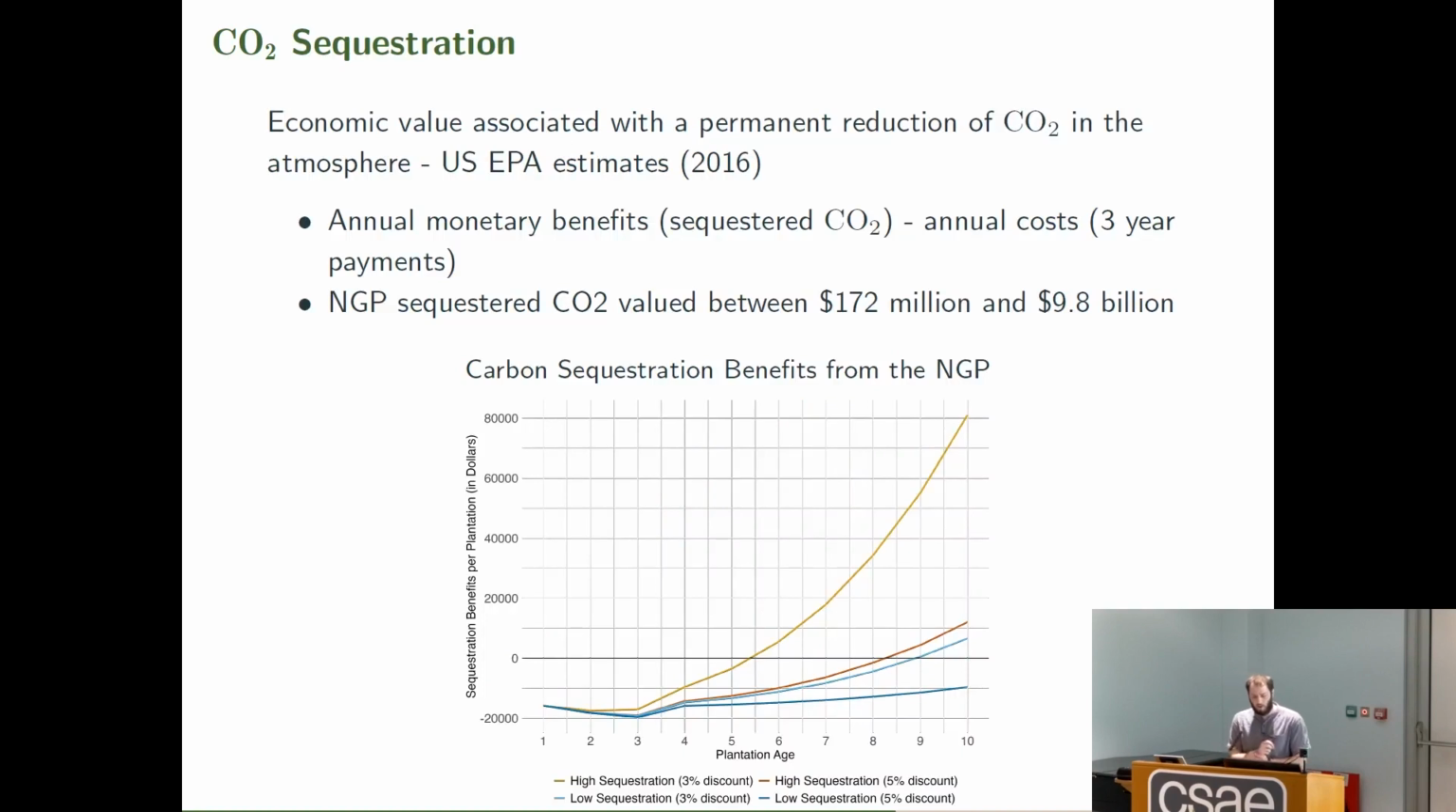Lastly, what we do is we apply a monetary value. So we use the social cost of carbon for this, and then we use a 3% discount rate and a 5% discount rate. And what we see is that the plantations become profitable by years 6 and 9.